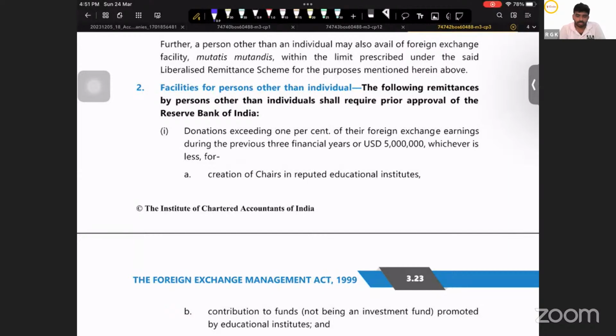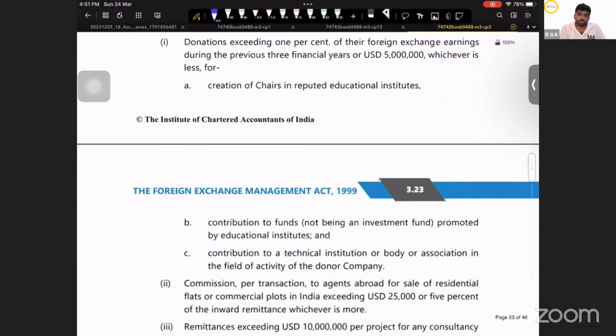whichever is less, for the purpose of creation of chairs in reputed educational institutions, or contribution to funds promoted by educational institutions, and contribution to a technical institution or body or association in the field of activity of the donor company, then the company is required to seek prior approval of RBI.